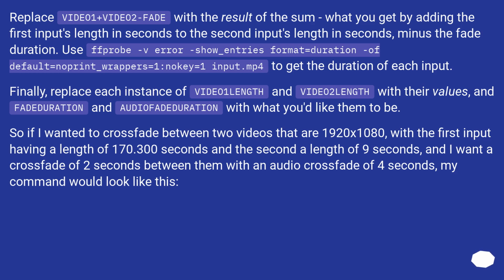Finally, replace each instance of video 1 length and video 2 length with their values, and video fade duration and audio fade duration with what you'd like them to be. So if I wanted to crossfade between two videos that are 1920 by 1080, with the first input having a length of 170.300 seconds and the second a length of 9 seconds, and I want a crossfade of 2 seconds between them with an audio crossfade of 4 seconds, my command would look like this.